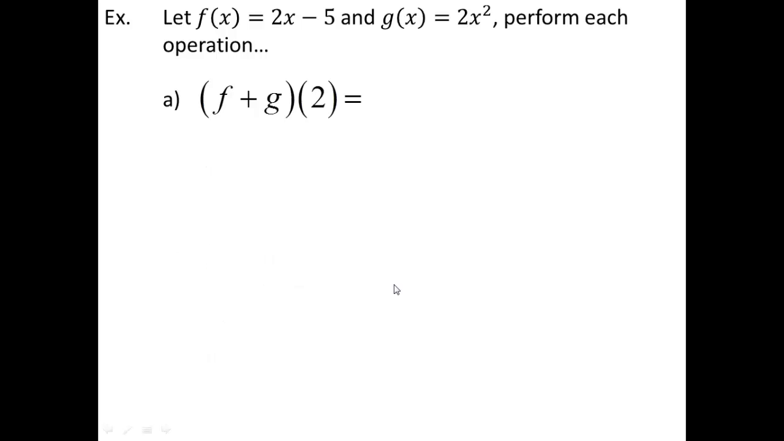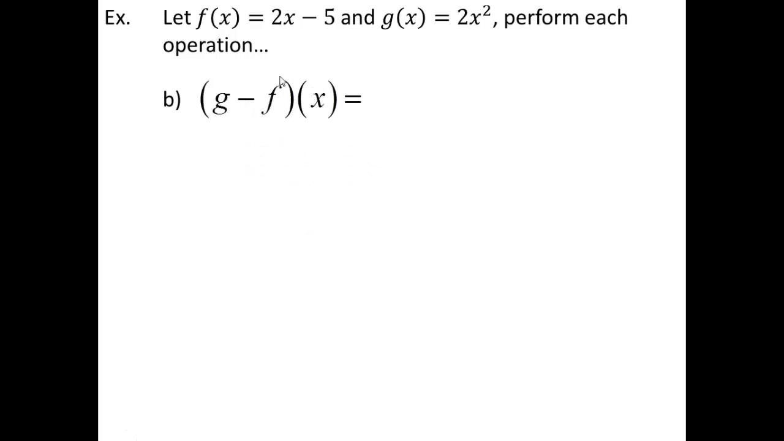So looking at the first one, f plus g of 2. Again, this does not mean add f and g together and multiply it times 2. It means plug 2 into f and g and add them together. So this literally says f of 2 plus g of 2, so I'll just evaluate each one separately and add them together. So if I evaluate f of 2, 2 times 2 is 4, 4 minus 5 is negative 1. Then I'll evaluate g of 2. 2 times 2 squared is going to be 8. Add them together, I get 7. So f plus g of 2 is 7.